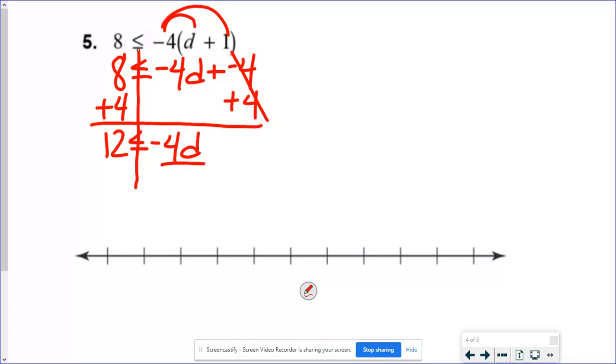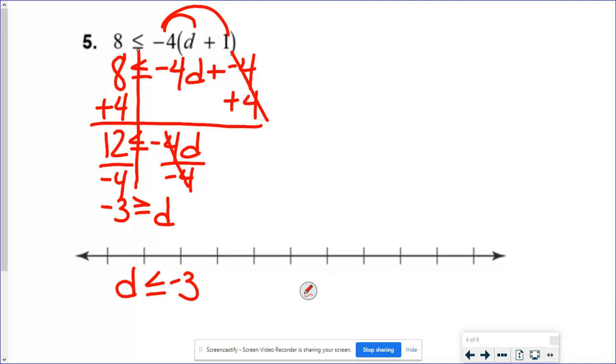So I'm going to have to divide by the negative 4. And that'll flip my sign because I divided by a negative. And then I would say, well, I really want the variable to be first. So the alligator is trying to eat the negative 3. When I rewrite this, I still need the alligator to be eating the negative 3.